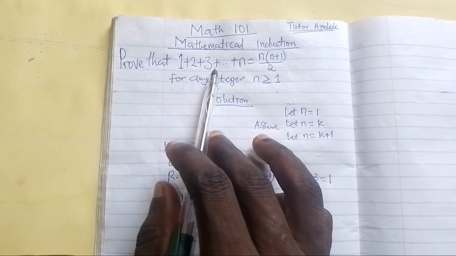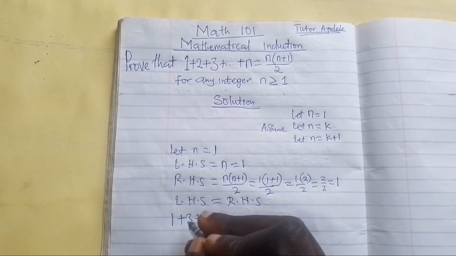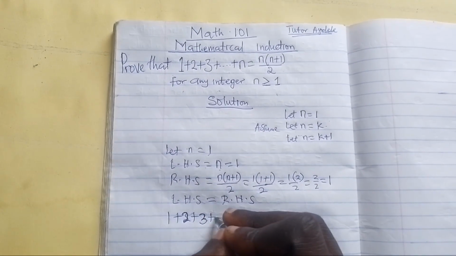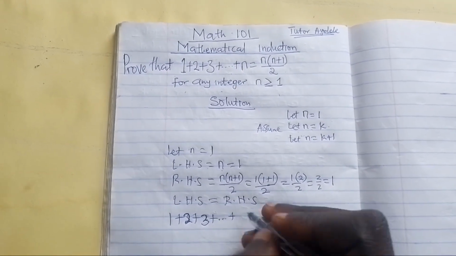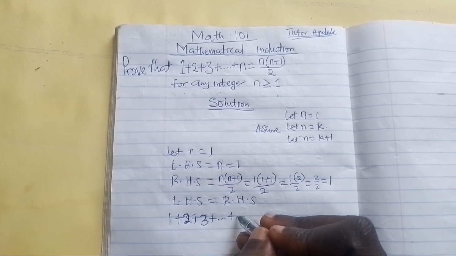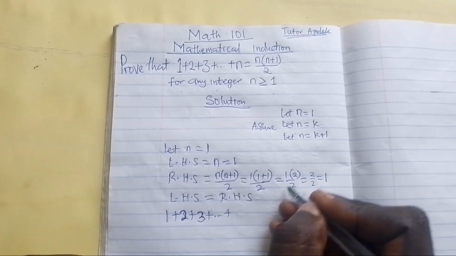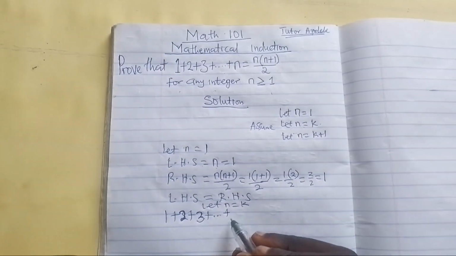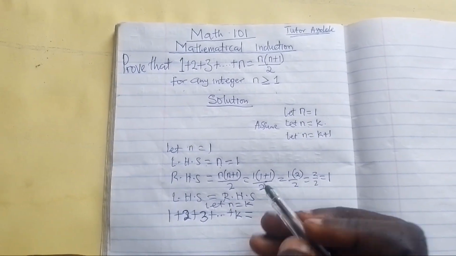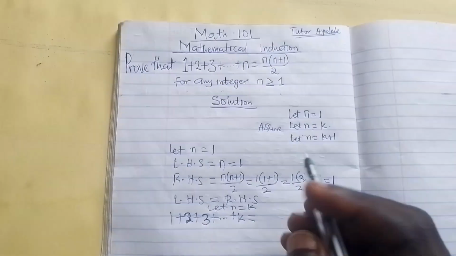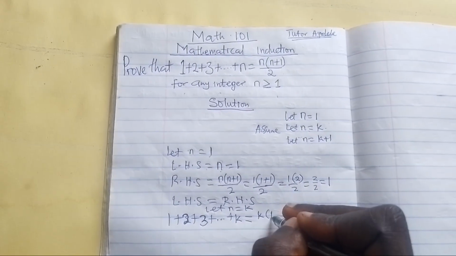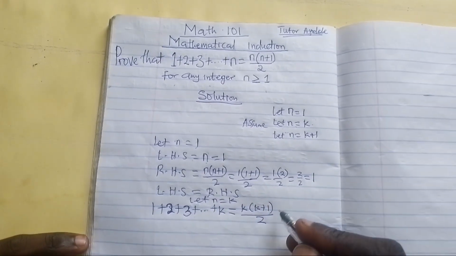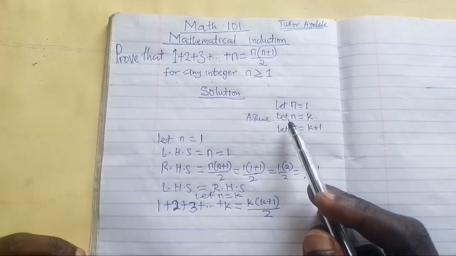I want to write this 1 plus 2 plus 3 plus up to n. Now I will not need to write n because I'm replacing n at the second step. I'm replacing n to be equal to k. So I will write k here equals to. So at the right hand side, I will replace n with k. That gives me k into bracket k plus 1 all over 2. So this is the second step.